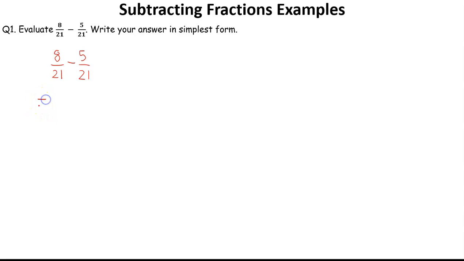My denominator is going to stay the same, so I can put that in straight away. My answer is going to be 8 minus 5, which is 3. My last rule says to simplify. Now 3 over 21 can be simplified. How do I simplify it? What's my common factor between 3 and 21? Well, it's 3. So I can divide by 3 and I can divide by 3. 3 divided by 3 is 1, 21 divided by 3 is 7. So my final answer is 1/7.